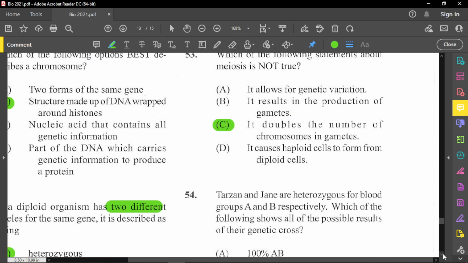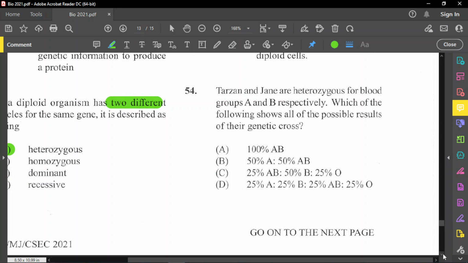All right. Number 54. It said that Tarzan and Jane are heterozygous for blood group A and B, respectively. They said, which of the following shows all the possible results of their genetic cross? Now, let me just point out something real quick here. When it said heterozygous for blood group, heterozygous A means AO, okay? Homozygous A means AA, okay? All right, just to make a note of that. Heterozygous B means BO. Let me just quickly put that down as well.